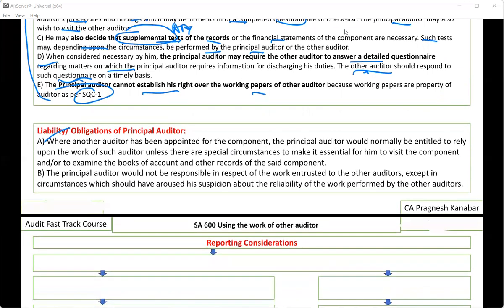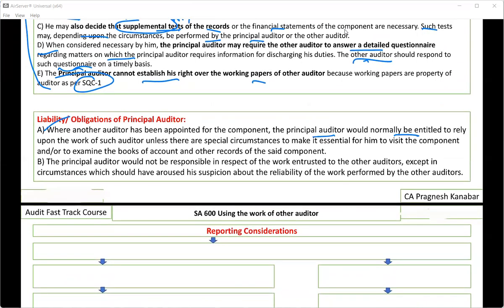Where another auditor has been appointed for the component, the principal auditor would normally be entitled to rely upon the work of such other auditor. Other auditor is not your article. You're not supposed to review everything that other auditor has done. In fact, if you trust the other auditor's procedures and if there is nothing to suggest doubt, then you can rely upon the work of other auditor. He is also a separate statutory auditor, boss. All right. Okay. So look at this. Principal auditor would normally be entitled to rely upon the work of such auditor unless there are special circumstances to make it essential for him to visit the component.